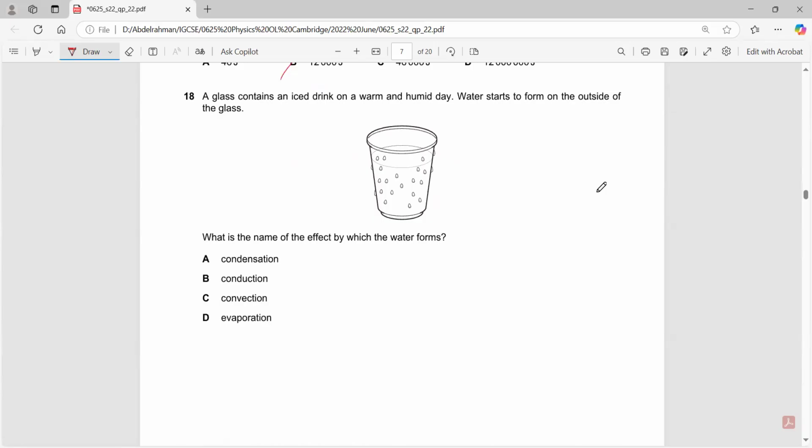Question 18. What is the name of the effect by which the water forms? Definitely this is condensation. Why does the water form? Due to the condensation.